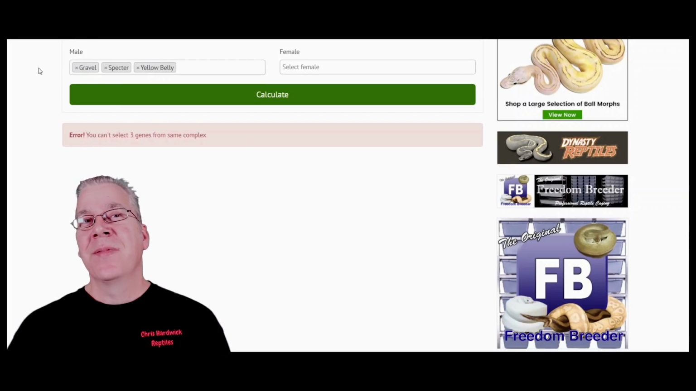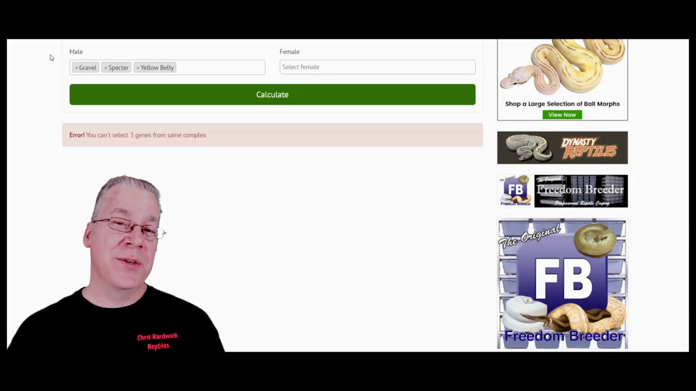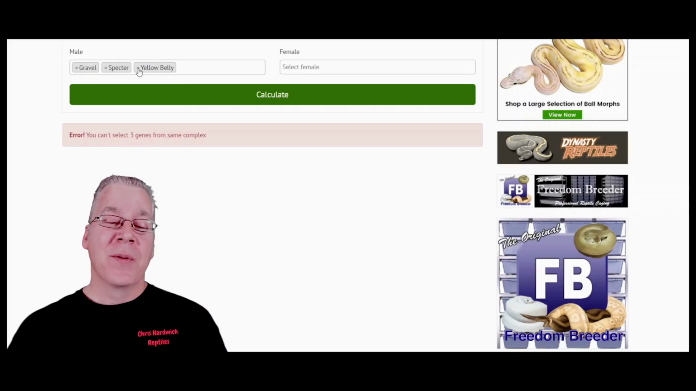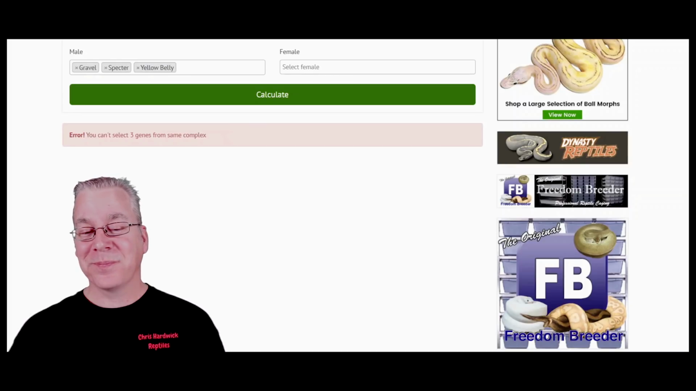I guess you can think of it like this: if you look at the pastel, you can have 1 copy of the pastel, you can have 2 copies of the pastel, which would be the super pastel, but you can't have 3 copies of the pastel. You can only have a maximum of 2 genes of any one single gene, or of any genes that are in the same complex that would be allelic with each other. In this case, it would be like making a triple pastel in one snake, which is impossible. So you can't actually have more than 2 genes in any certain complex, which gets a little bit confusing.